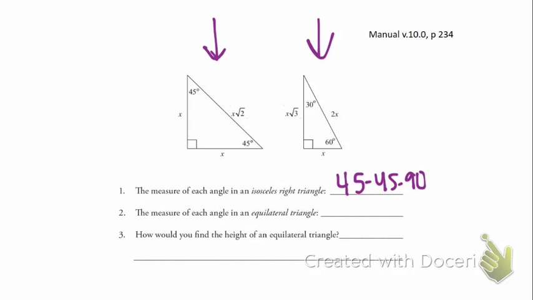The measure of each angle in an equilateral triangle. So equilateral is where all 3 sides are the same length. That is going to be 60 degrees for every angle. So then how would you find the height of an equilateral triangle? So the height would be here. If you split this, then this would turn into a 30, 60, 90 triangle, right? That would still be 60 here, 90 would be at the center. This would be 30. And then you could use your special ratio to find your answer.